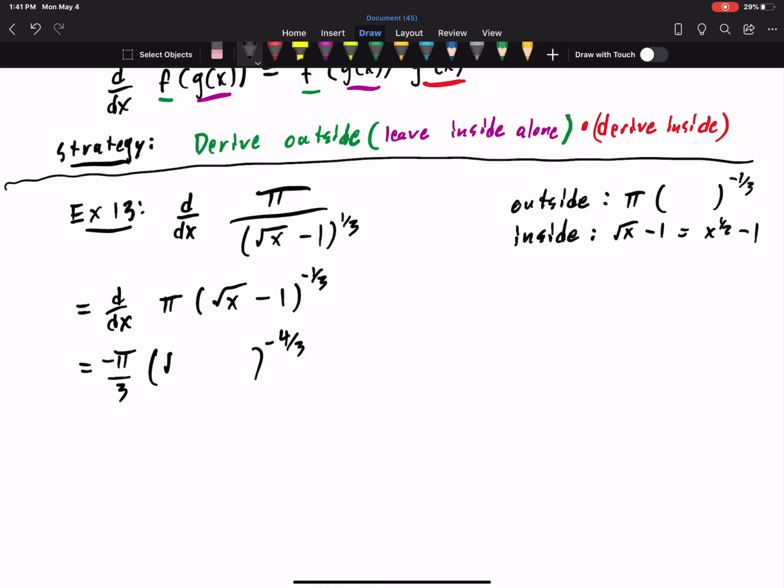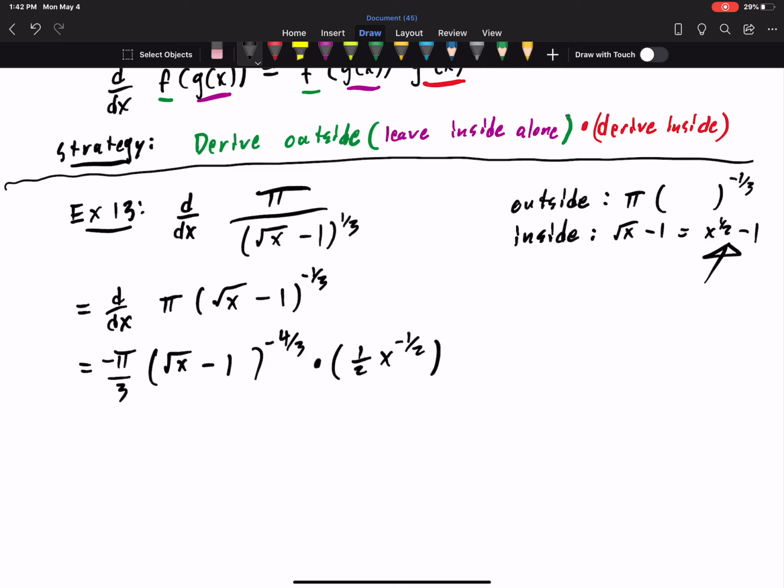Then you copy paste the original inside. You can leave that as is. You can convert it there. Don't have to, because you're just copy pasting. Doesn't matter what it looks like. Now you derive the inside function. So it'd be good to look at this version of it, because it's easier to derive, easier to think about. So this gives you 1/2 x to the minus 1/2, and then the minus 1 derives away, so it vanishes.